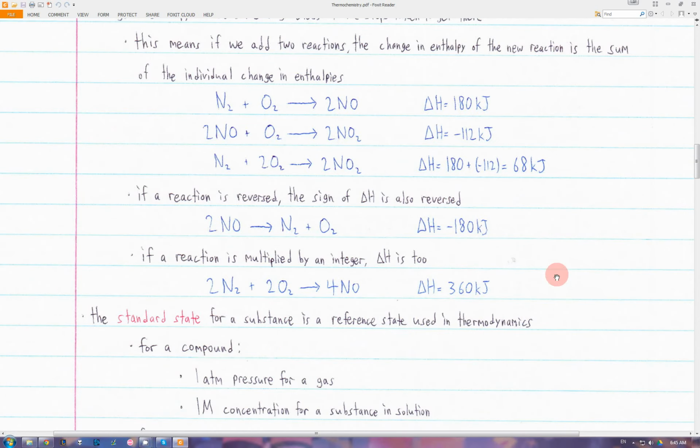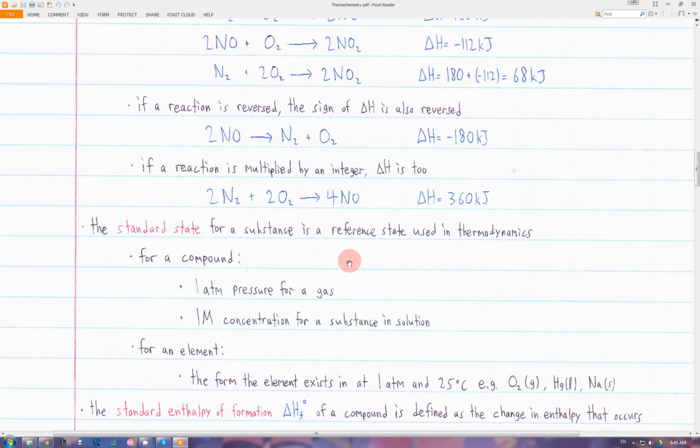So something we're going to be using a lot in thermochemistry is the standard state. And the standard state is a reference state. You can think of it as similar to STP for a gas. STP is 0 degrees Celsius and 1 atm. Well, the standard state for thermodynamics is a little bit different from that. So the standard state is defined differently depending on if the substance is a compound or a pure element.